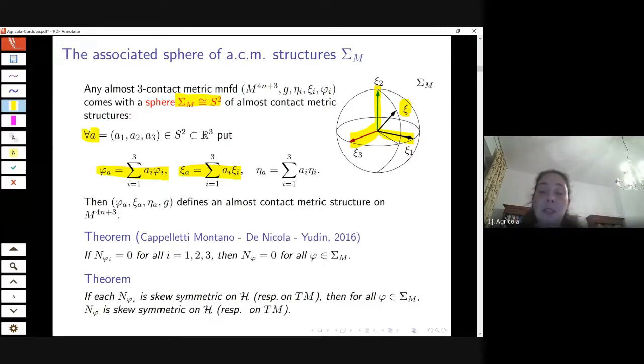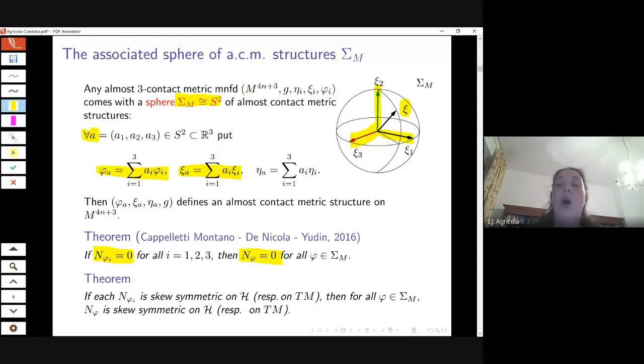That all these structures play a role, right? It makes sense to look at them. And for example, in 2016, so relatively recently, Cappelletti-Montano, De Nicola, and Yudin proved that if the three almost contact structures you start with are normal, then in fact, this is going to be true for all associated structures on that sphere.